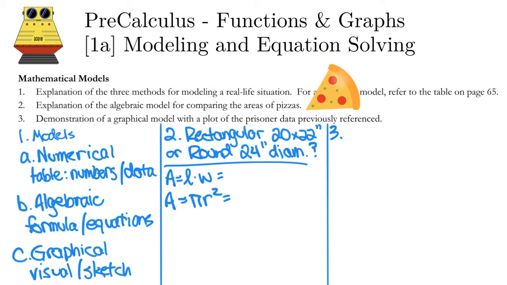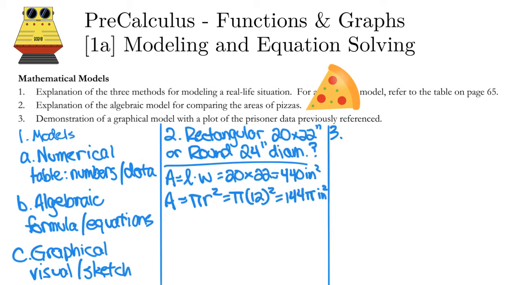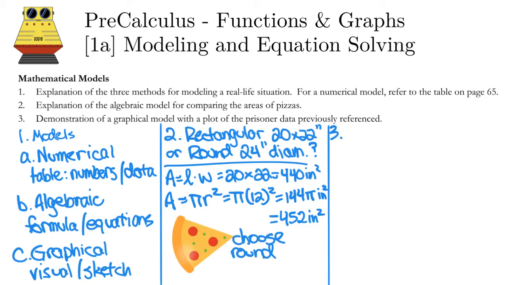So here we go. The area of the rectangular pizza is 20 times 22, which is 440 square inches. The area of the round pizza is pi times 12 squared, which is half of 24. So that's 144 pi. Plugging that into a calculator, we get 452.4 inches squared. There we have it. If we want to maximize the amount of pizza that we get, then we're going to choose the round pizza.